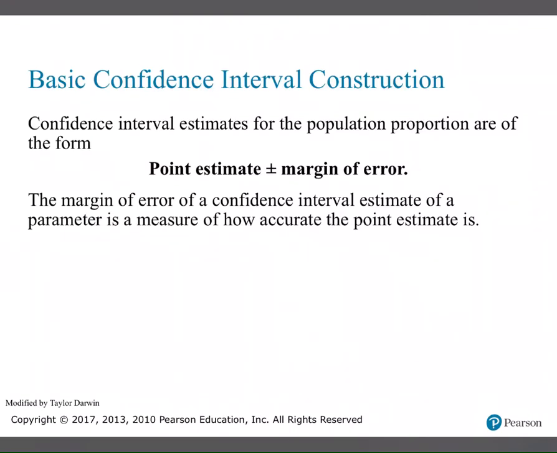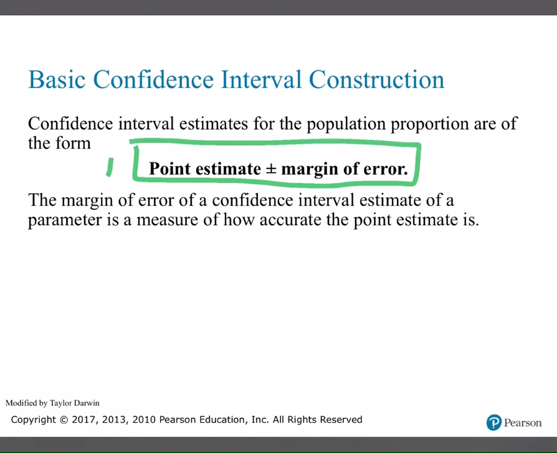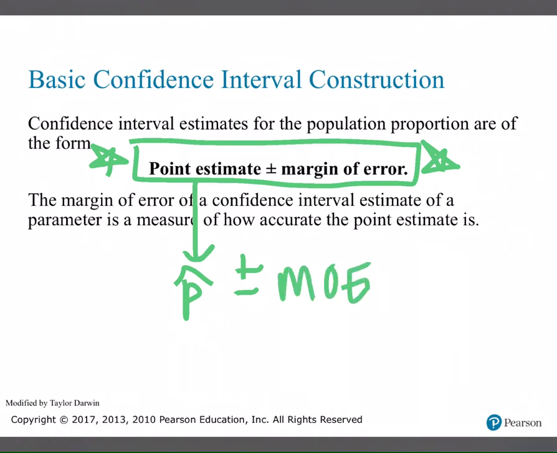All right, so this is how you're going to create your confidence intervals. It's going to be your point estimate plus or minus your margin of error. Definitely write this down. Depending on if you're doing a proportion or a mean, which in this case we're doing a proportion, that's going to be your point estimate. So in this case it's our p hat plus or minus our margin of error. I'm just going to put MOE. So that margin of error just is a give or take, basically.